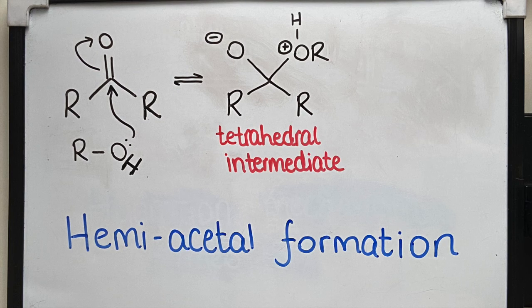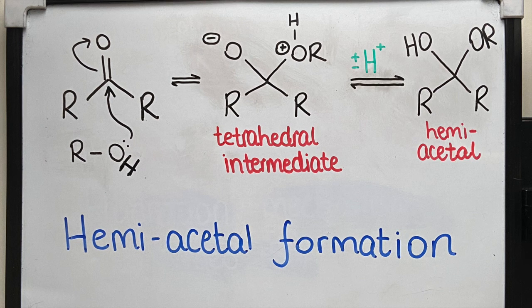The electron-rich oxygen atom of the alcohol adds to the electrophilic carbon atom of the carbonyl group. A tetrahedral intermediate is formed, followed by a proton transfer, as demonstrated here, to yield our hemiacetal product. Similar to the hydration reaction, the synthesis of hemiacetals can be sped up using an acid or a base catalyst.